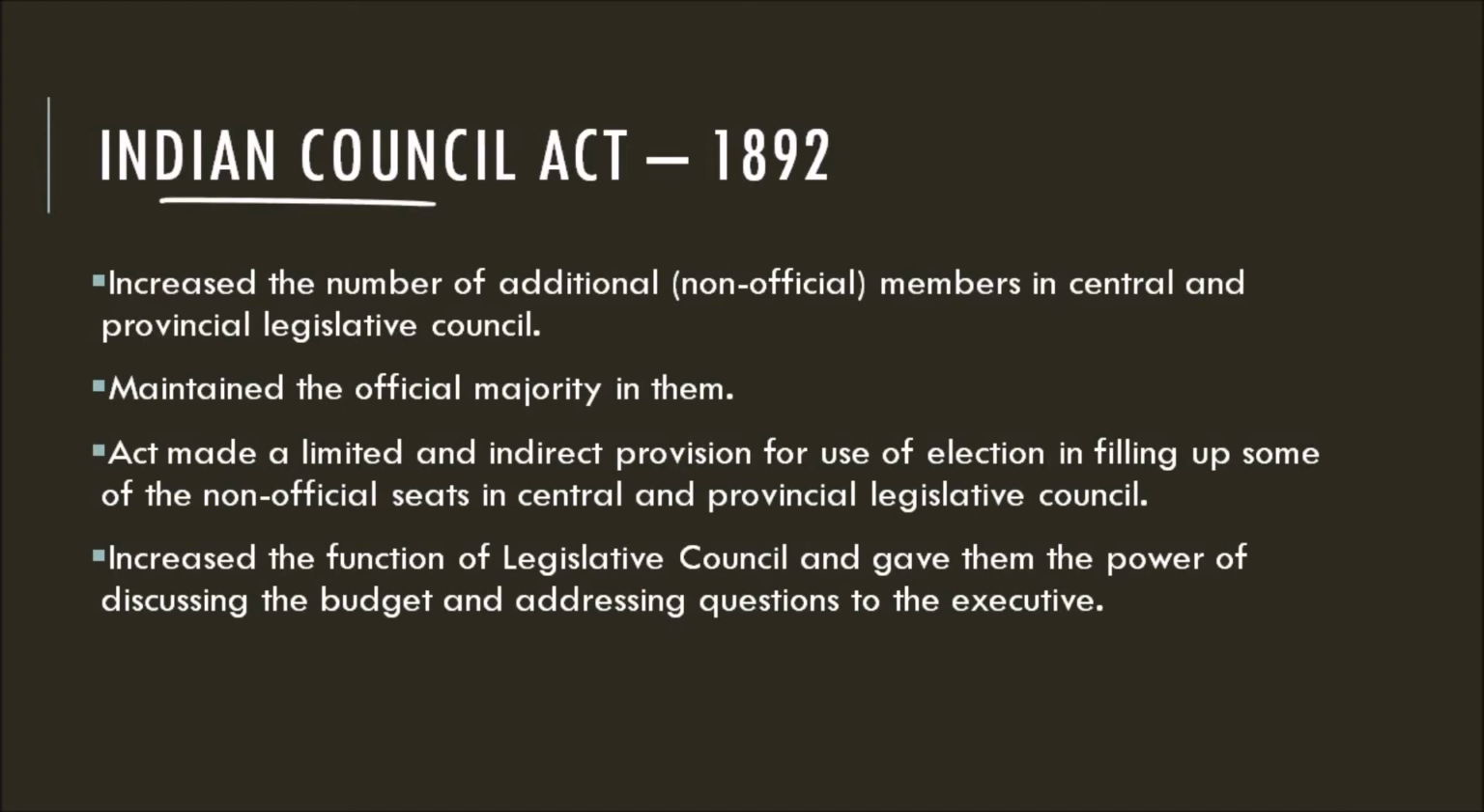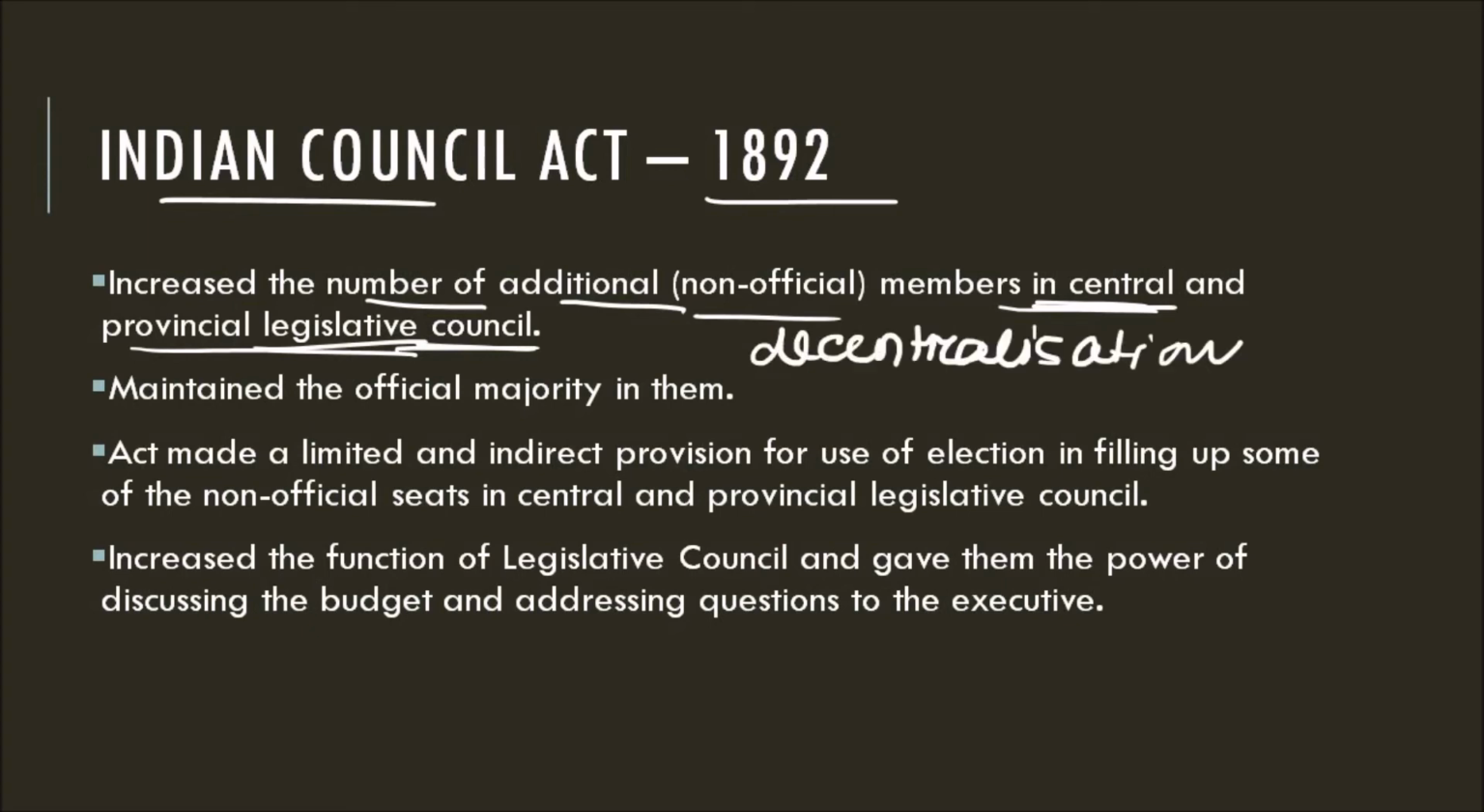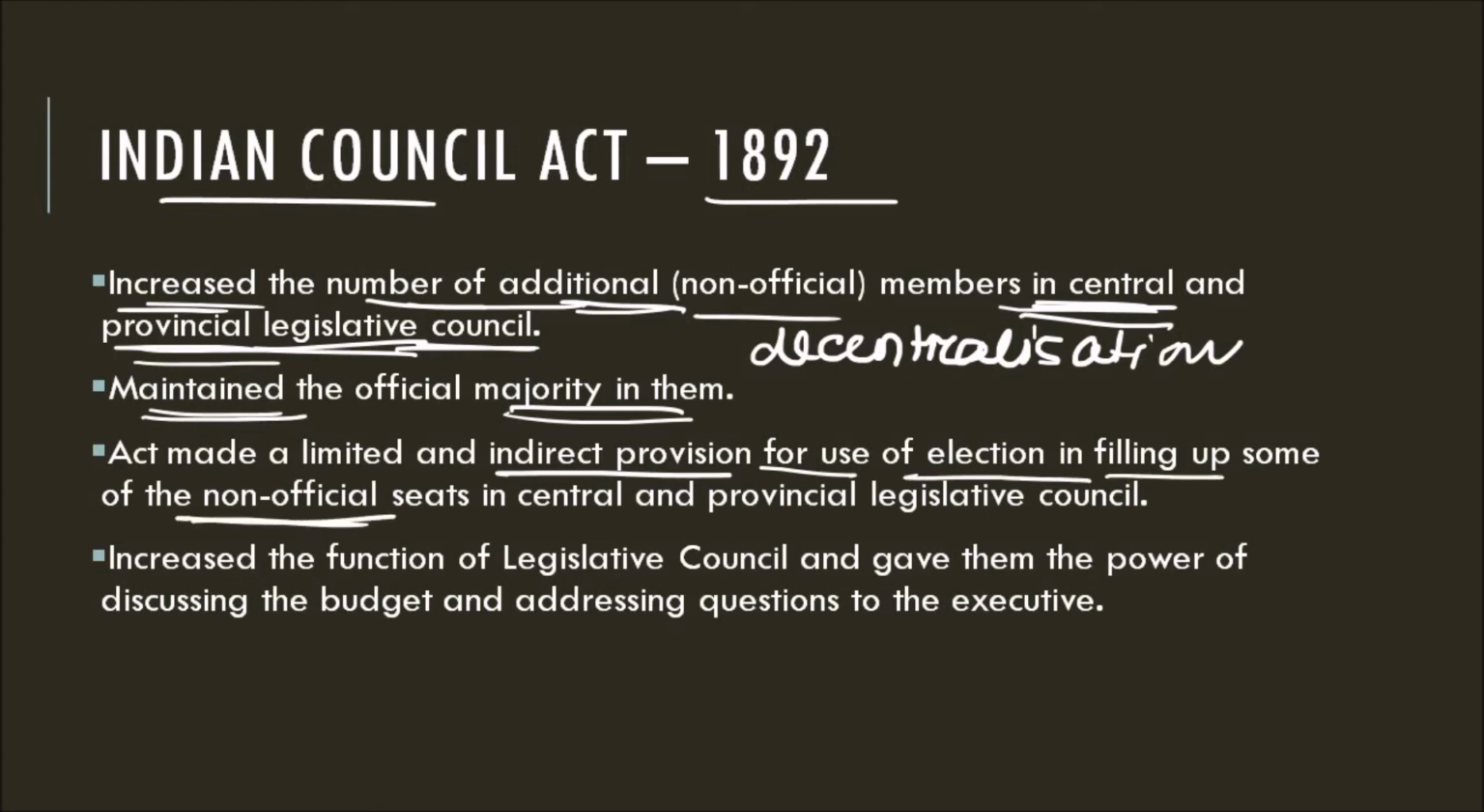Another Indian Councils Act came in the year 1892, and this act increased the number of additional non-official members in the central and provincial legislative councils. Notice this here. After the process of decentralization, legislative councils were now present at both central and provincial levels. Even though the number of additional members was increased through the act, the official majority was maintained by the British. The act also made a limited and indirect provision for the use of election in filling up some of the non-official seats in both central and provincial legislative councils.